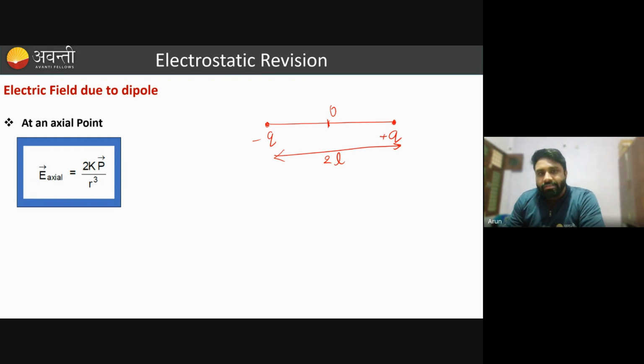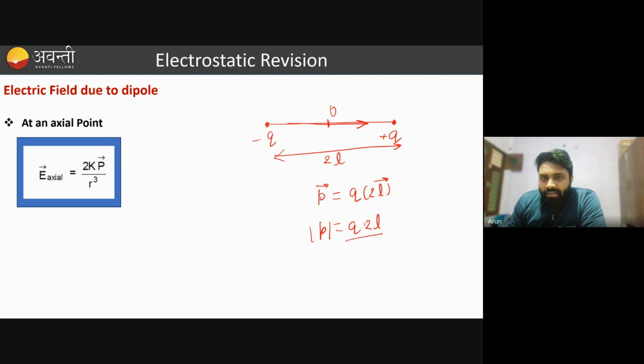Here the dipole moment, which is given by P, is a vector quantity. It is given by Q into 2L vector. In magnitude, you can say that it is Q2L: the charge, any one of the charges you take, multiplied by the separation between them. This is the dipole moment.